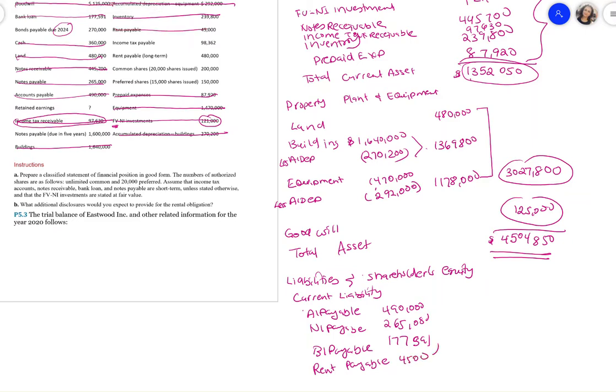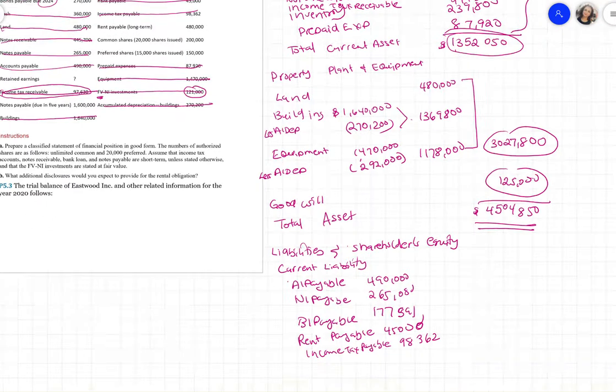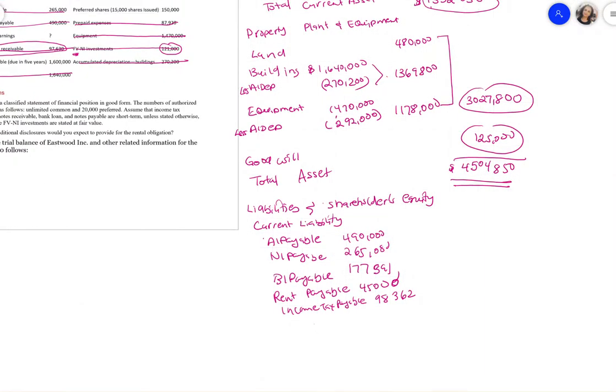So we've taken care of it. We have income tax payable, that is 98,362. So that is 450,000. That one is long term, so we don't need to deal with it. I think we dealt with all the current liabilities. So that is equal to your total current liabilities. You add up all these liabilities and it should equal 1,075,953.